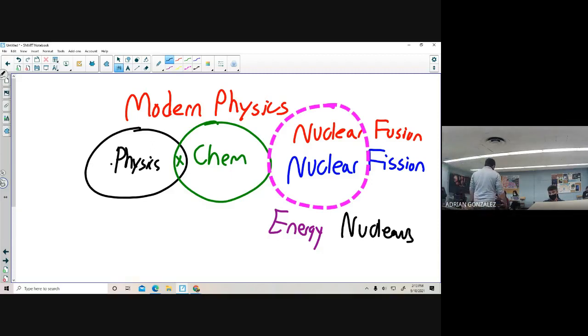Nucleus. When a chemist or a physicist hears the word nuclear, we think nucleus. That little nugget in the center of an atom. If you're talking about a biologist, that little nugget in the center of a cell. We're not really talking bio, but the same idea comes into the head. So we're talking about a nucleus.